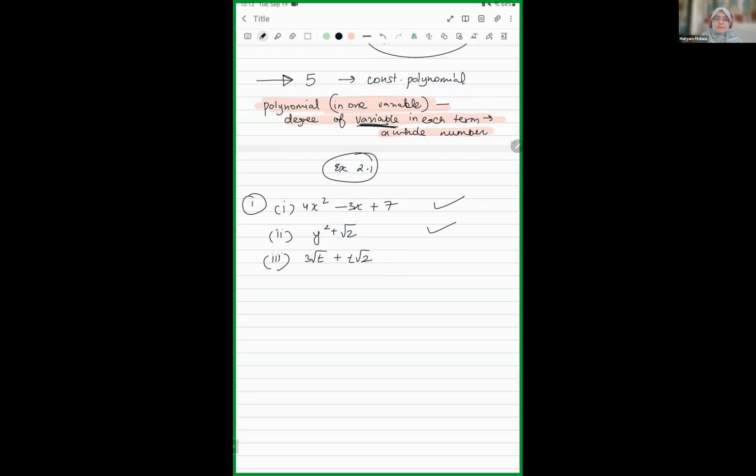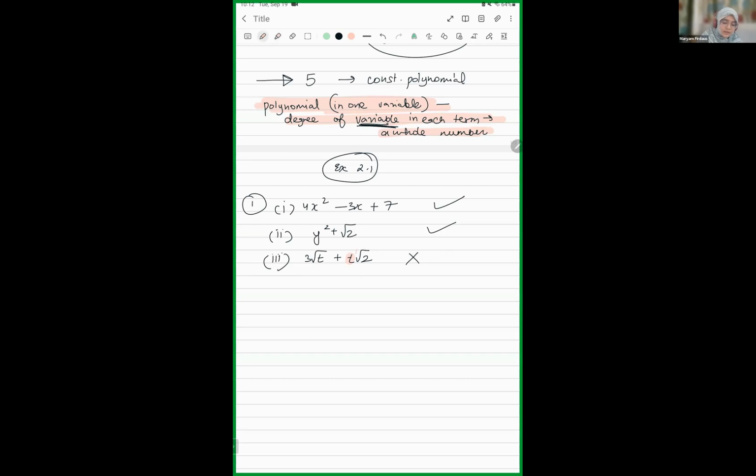Yes, Avni. Ma'am, it's not a polynomial. Reason? Because the degree is not a whole number. See, over here, what is the degree of this term, t root 2? 1. Because the power of t is 1. You have to look at the power of the variable only. So the power of t over here is 1. t to the power 1 is t, right?